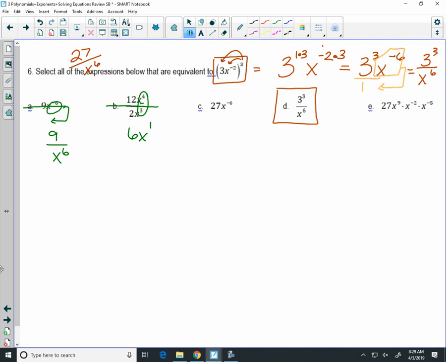27x to the negative 6 is very similar to this right here. What we need to do to fix this is drop that to the denominator, so it would look like 27 over x to the 6th. And that is the same as our final answer was here.